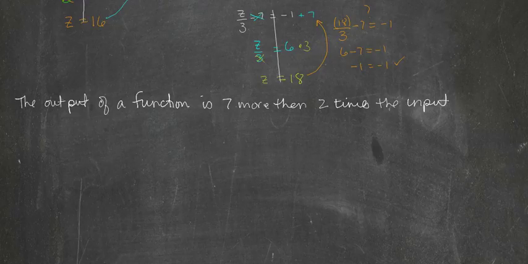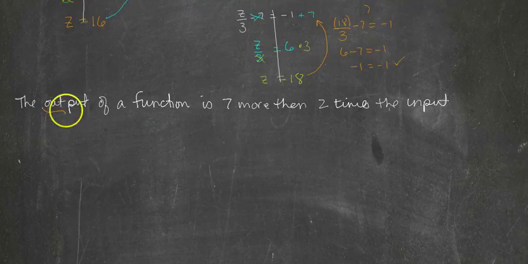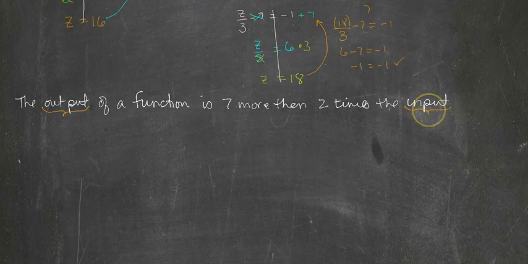We want to solve the equation. This one is a little bit different in the sense that it says the output and the input. So this has to do with a function. When we're talking about functions, we're talking about equations that have 2 variables in them. In this case, the output is the y variable and the input is the x variable.